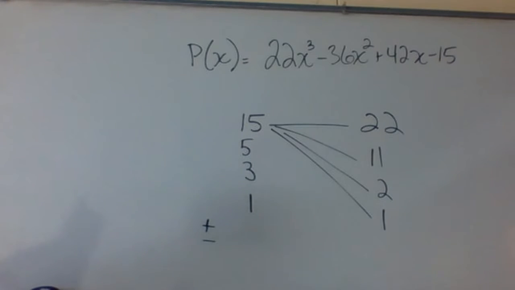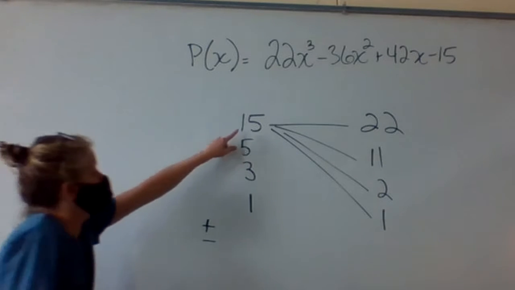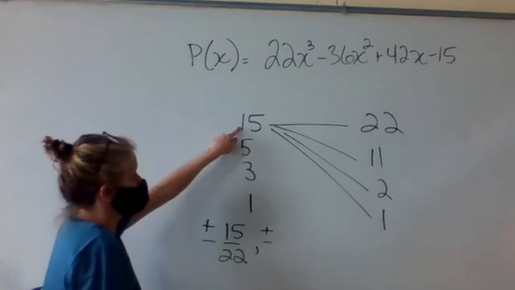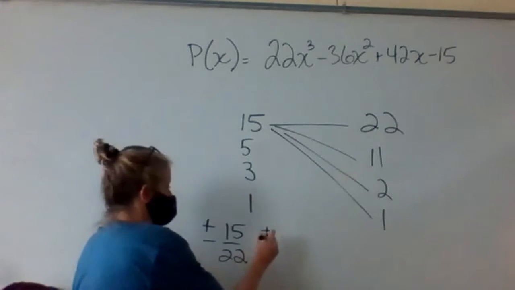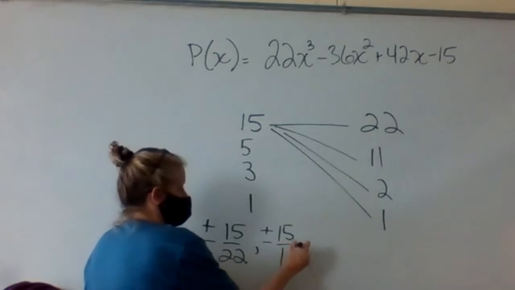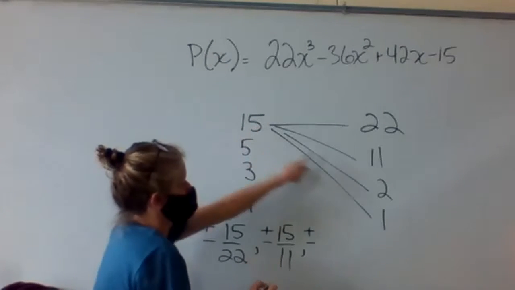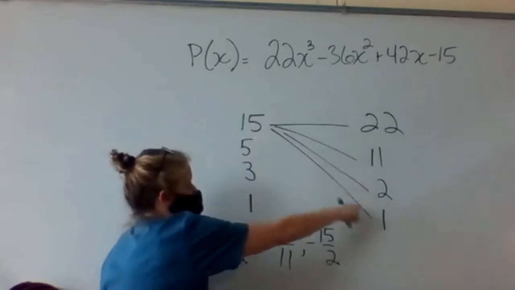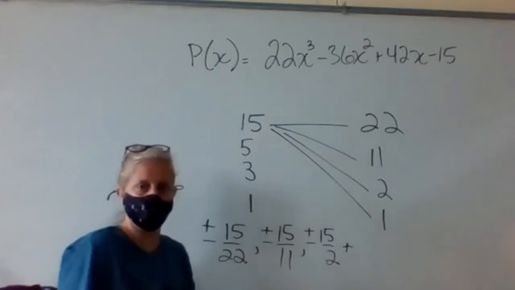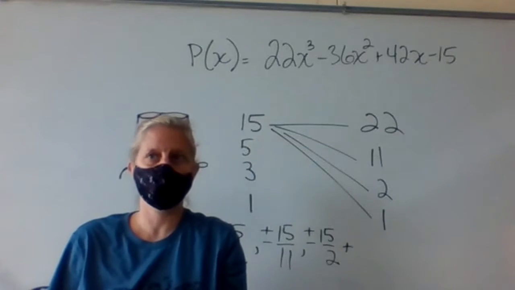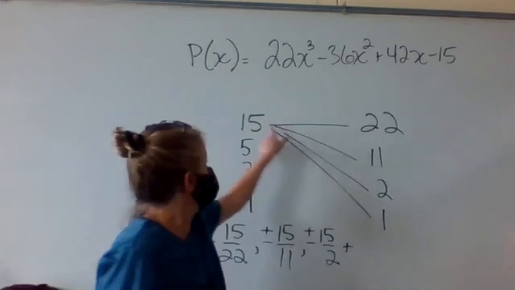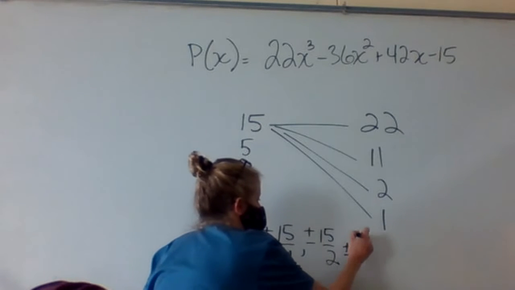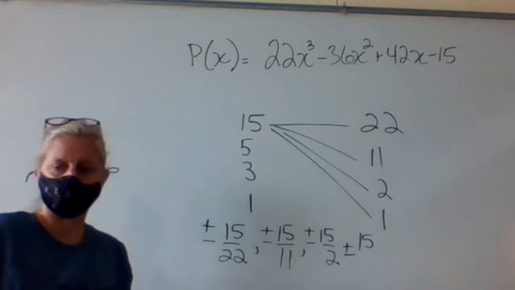This is just the start of it. Which would be plus and minus what? 15 over 22, plus and minus 15 over 11, plus and minus 15 over 2, plus and minus 15 over 1. What's 15 over 1? It's just 15, right? So since it's 15 over 1, you can just do plus and minus 15.